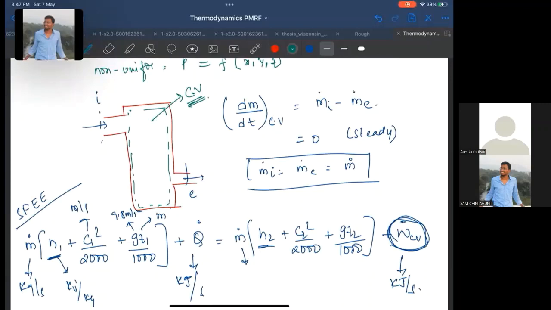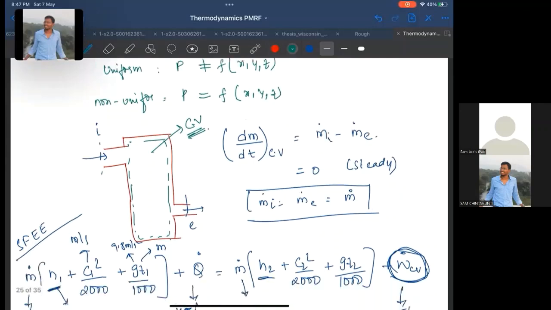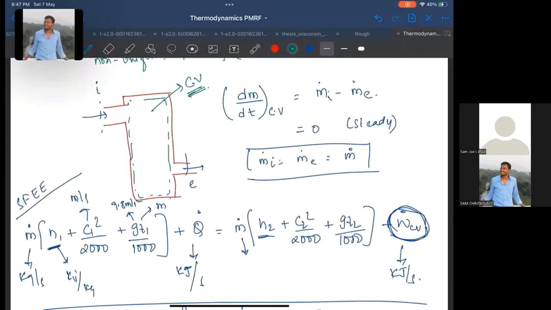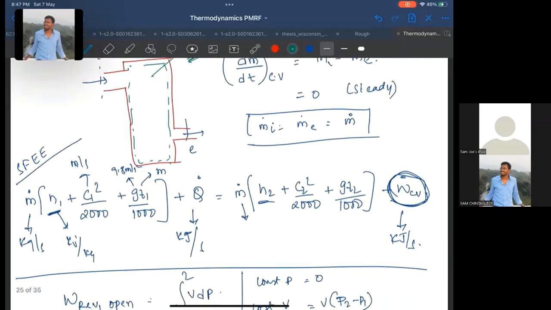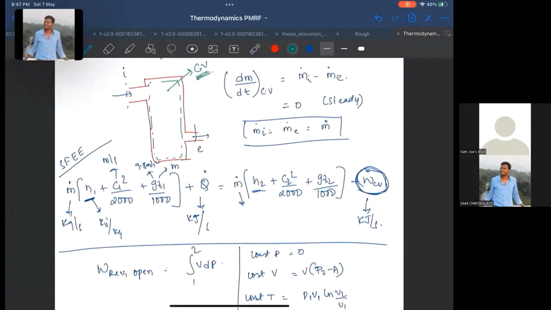So first we do the mass balance, because this is an open system, and this being steady, dm by dt of the control volume is equal to 0. So the net mass input rate and the net mass output rate, the sum of net mass input and output, is equal to 0. So m_i dot is equal to m_e dot is equal to m dot, and then we apply the steady energy balance equation. For the energy balance equation, the energy coming into the system is m dot into h1 plus c1 square by 2000 plus g z1 by 1000, plus Q dot, is equal to similarly the exit terms plus work done.